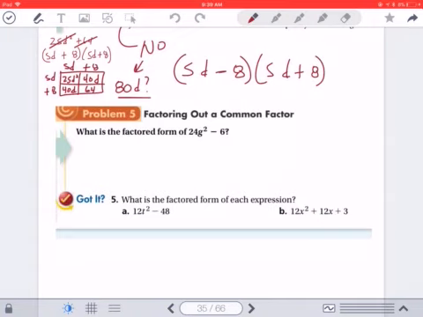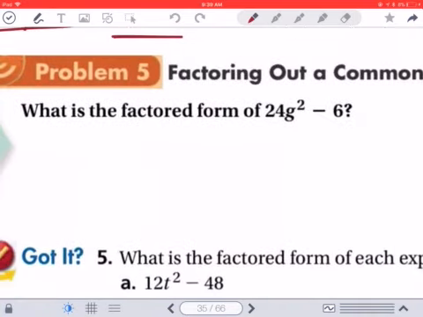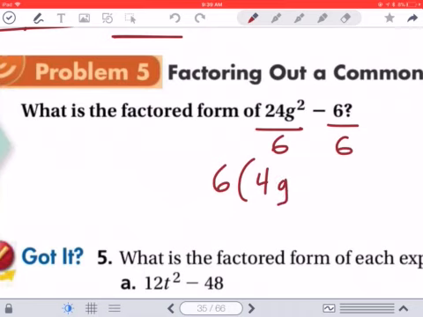Factoring out a common factor first. So what is the factored form? We got 24g squared minus 6. Well, these both have a 6 in common. So I can factor out a 6 first. And I'm going to be left with 6 times the quantity of 4g minus 1.